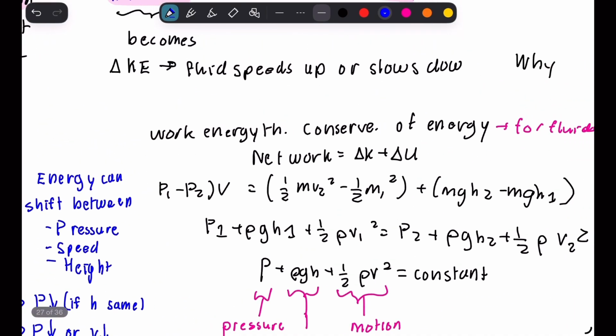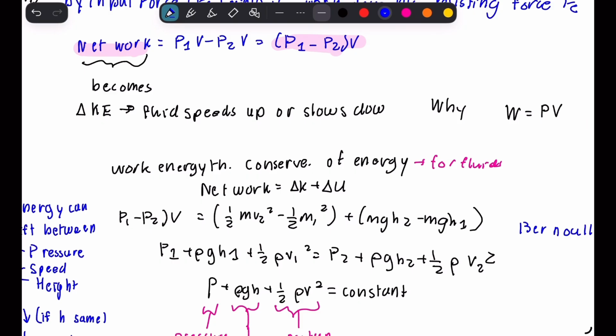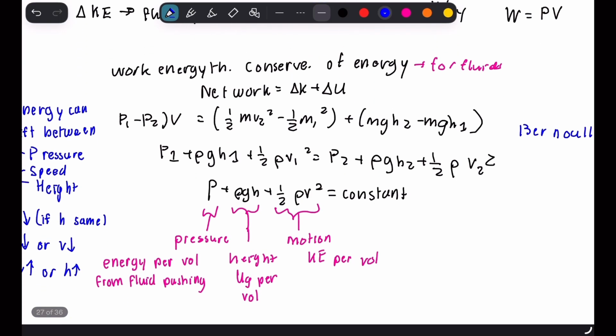This is just the work energy theorem, but applied to fluids. So pressure differences do work on the fluid, and that work becomes changes in kinetic energy and gravitational potential energy, which is how we get Bernoulli's equation.